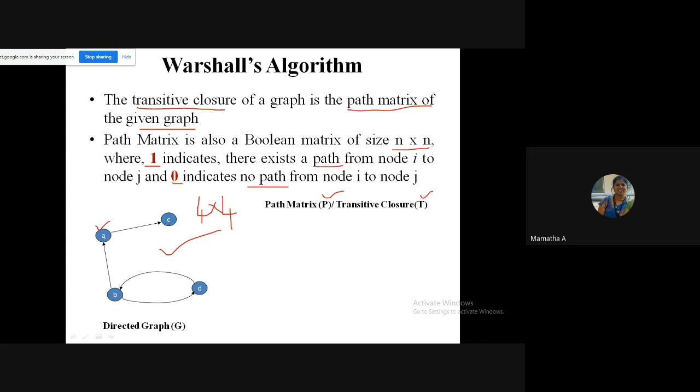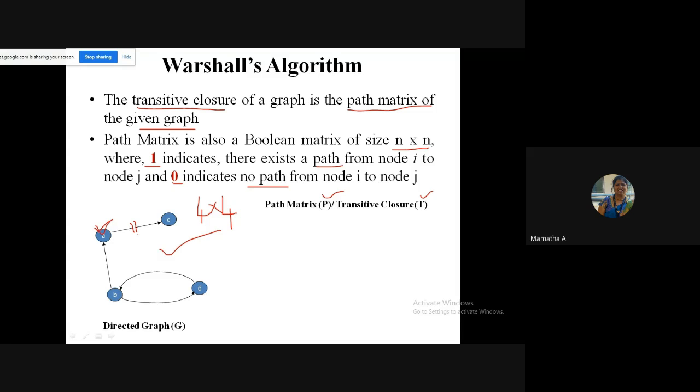Is there a path from A to A, students? Just see and tell me. No, ma'am. A to B? No, ma'am. A to C? It's there, ma'am. And that path is a single edge. That's not a problem. So you can have a single edge. From A to D? No, ma'am.